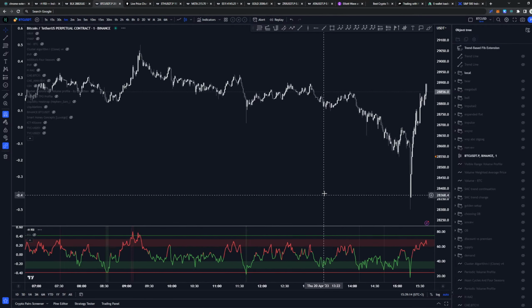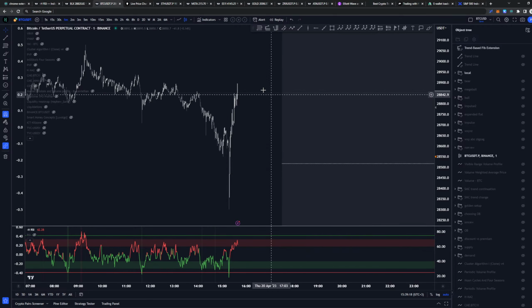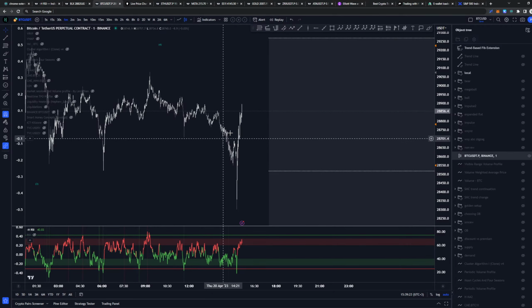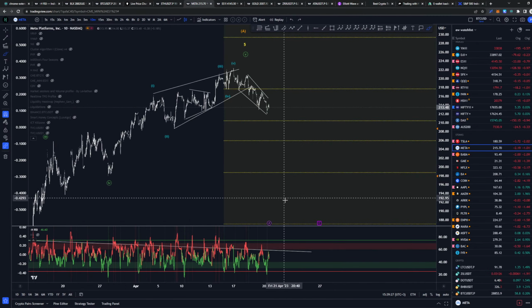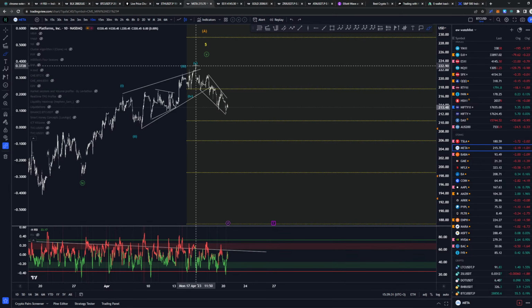Let's add some other alerts here. I'll add another one here. If we break structure to the downside, I want to be knowing that. And if we break this up in here, what do we have? Meta. So yeah, I might be interested in short possibilities here.